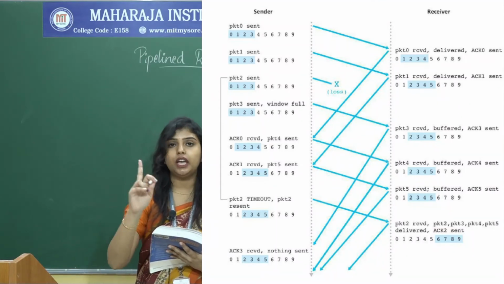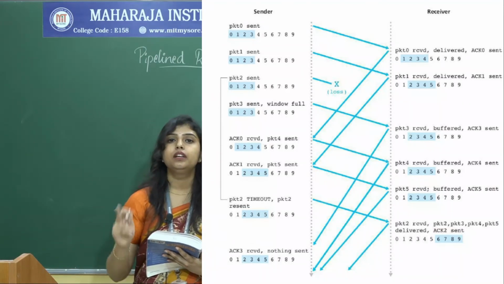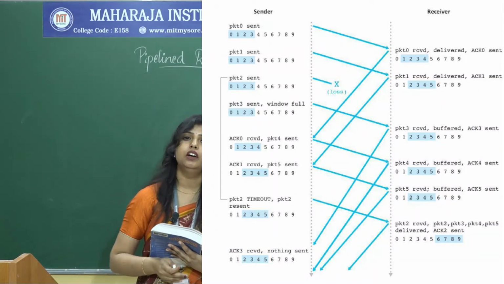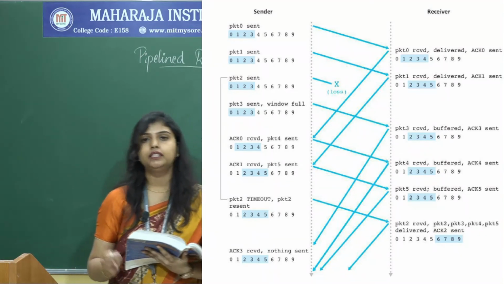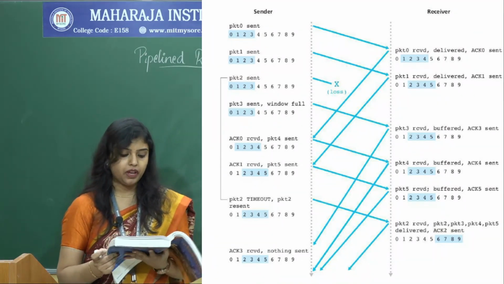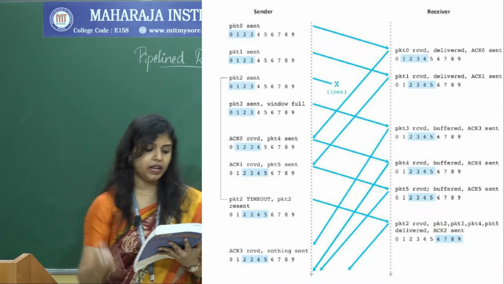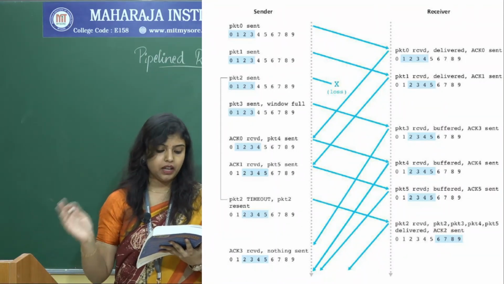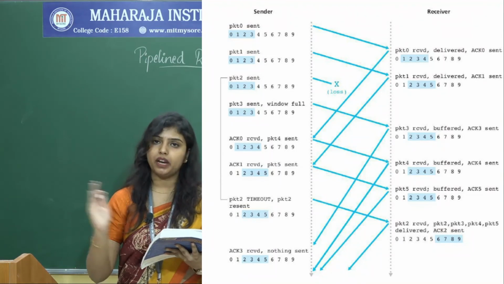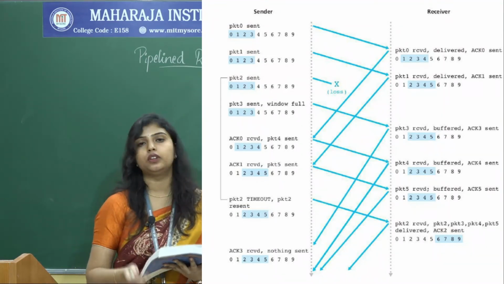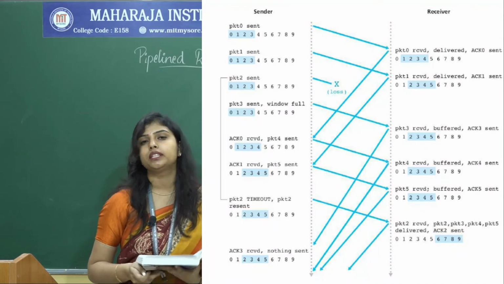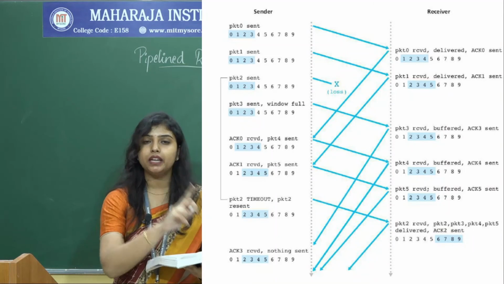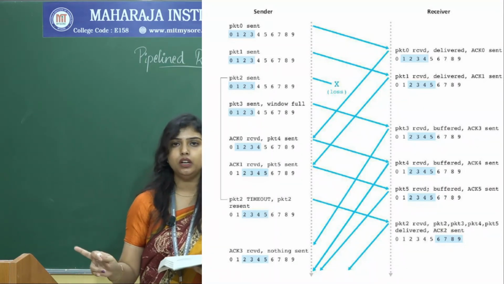At the receiver, packet 3 is received, but since packet 2 has not been received, the receiver will buffer packet 3 and send acknowledgement 3. Next, acknowledgement 0 is received and packet 4 is sent; acknowledgement 1 is received and packet 5 is sent. Now let us look over there. The packet 2 timeout has occurred, so only packet 2 is sent from the sender to the receiver.